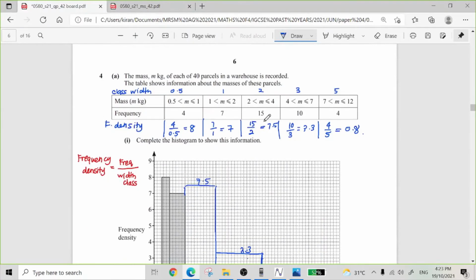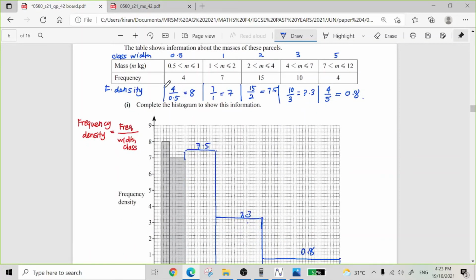Okay, continue question number 4. The mass m kilogram of each of 40 parcels in a warehouse is recorded. The table shows information about the masses of these parcels. So here we have the histogram with unequal width.